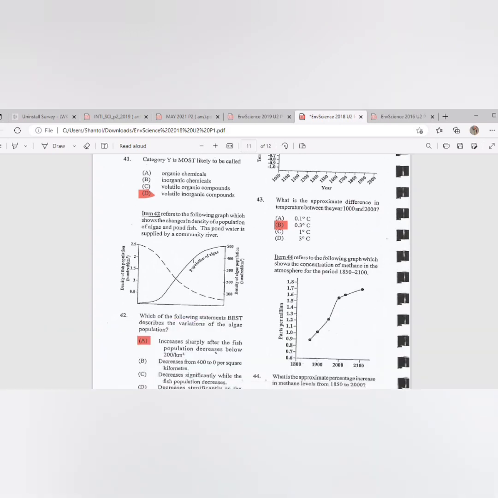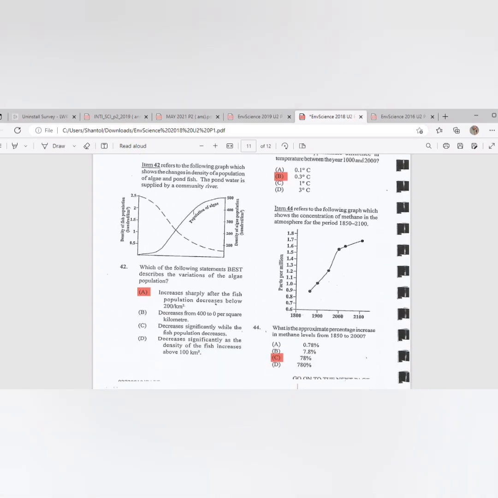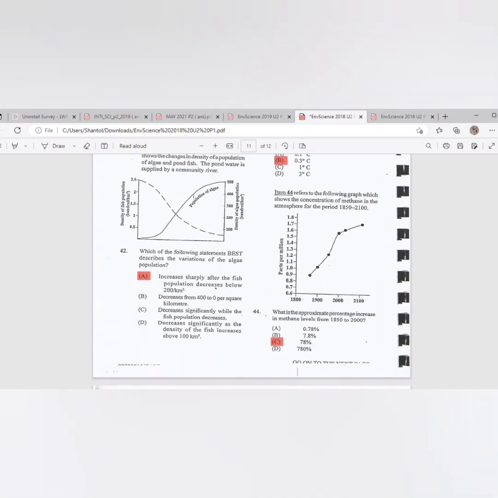Item 44 refers to the following graph, which shows the concentration of methane in the atmosphere for the period 1850 to 2100. What is the approximate percentage increase in methane levels from 1850 to 2000? The answer is C, 78%.